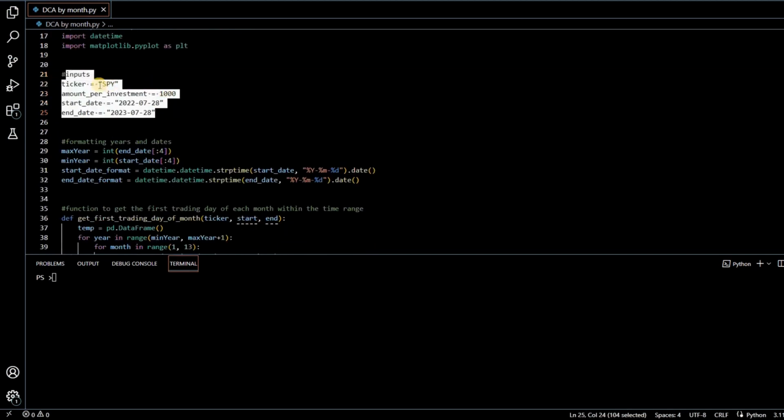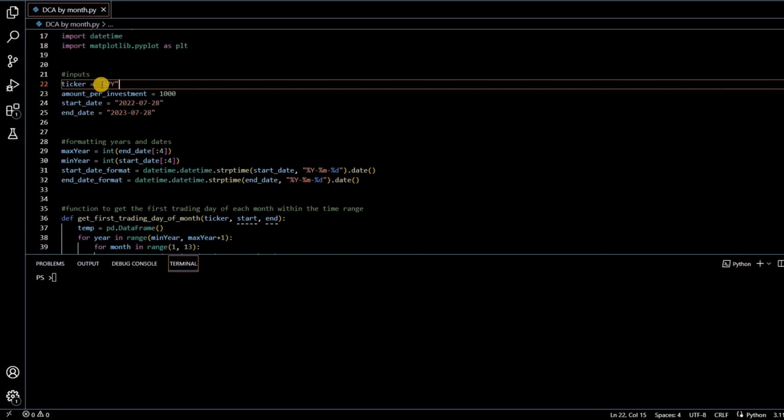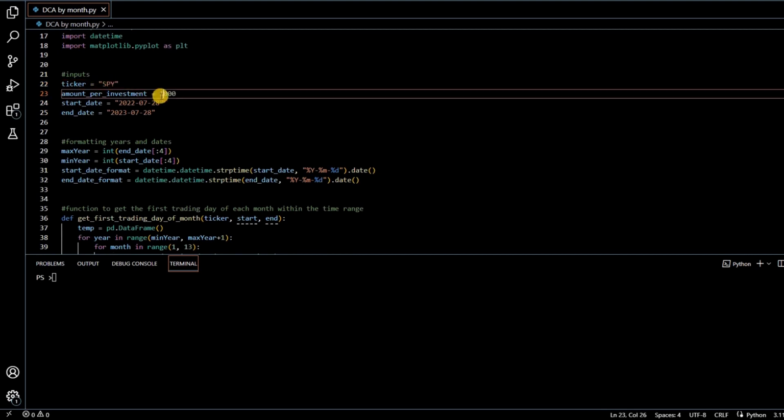In this case, we're going to be doing this analysis on the S&P 500, so the ticker is SPY. Total investment amount is 1,000. This could be whatever you want. And then the start and end date. Right now I have it set for a 1-year period, so July 28, 2022 to July 28, 2023.